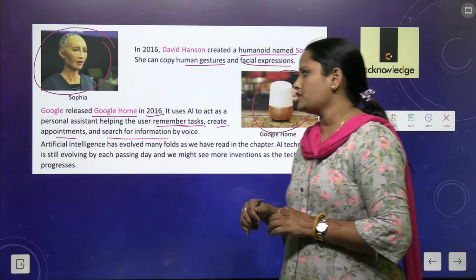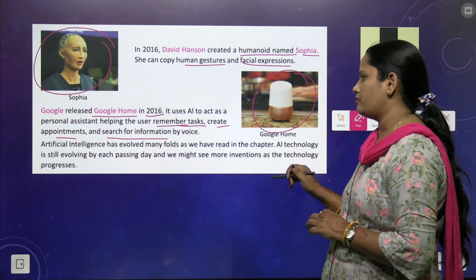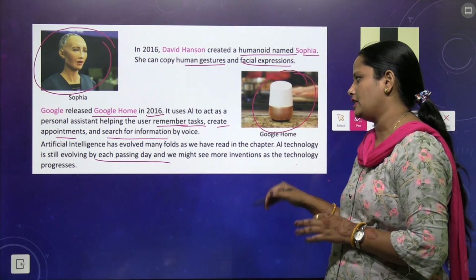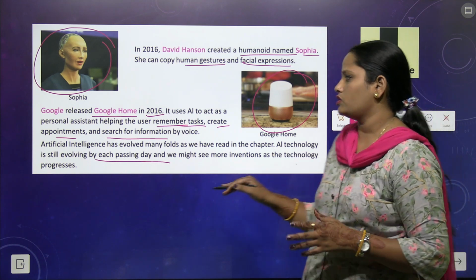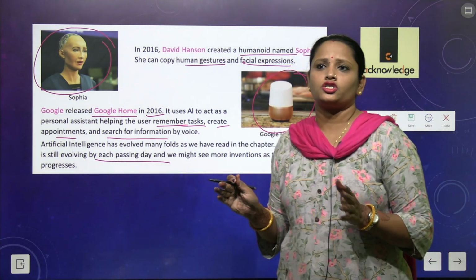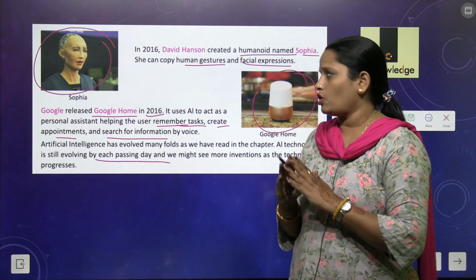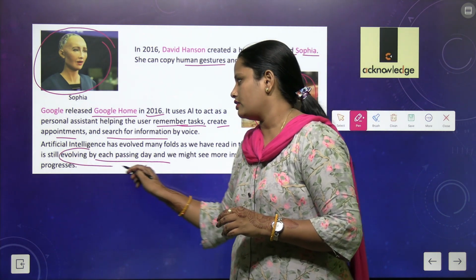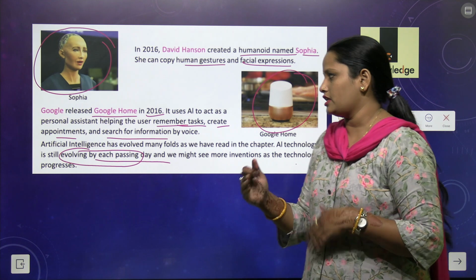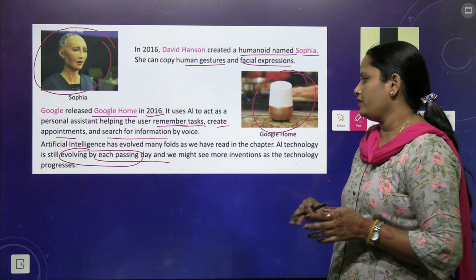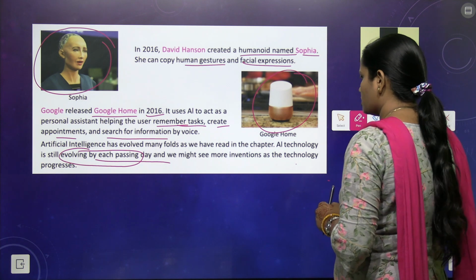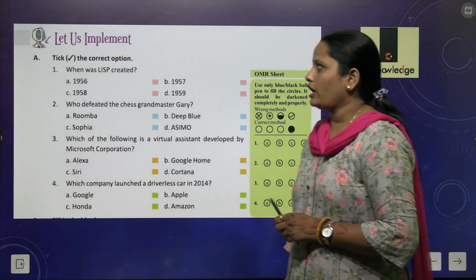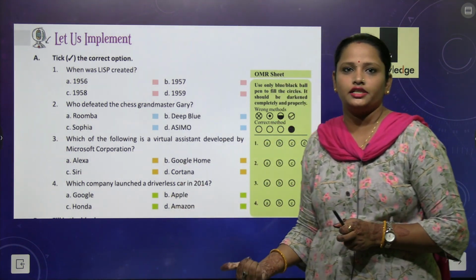Artificial intelligence has evolved many folds, as we have read in the chapter. AI technology is still evolving with each passing day, and we might see more inventions as the technology progresses. So artificial intelligence is not going to get over, it is not going to stop, it will keep on evolving each day. As each day passes, it is going to evolve more and more, and we can see more inventions as the technology progresses. Okay, so we have completed the chapter on artificial intelligence.